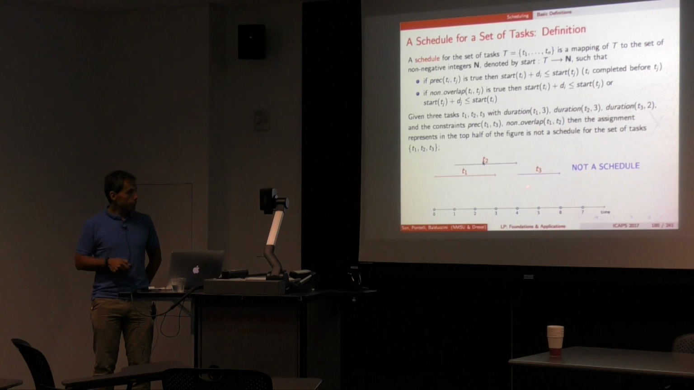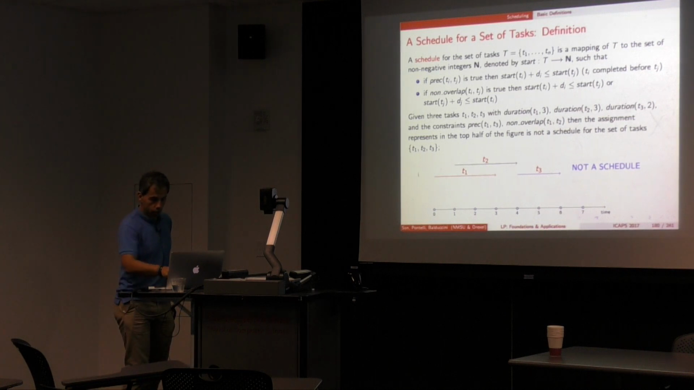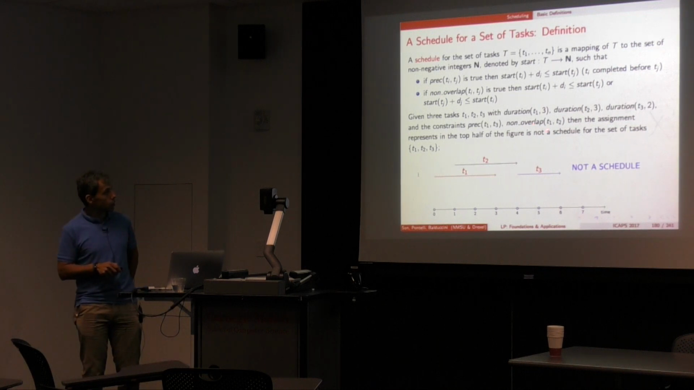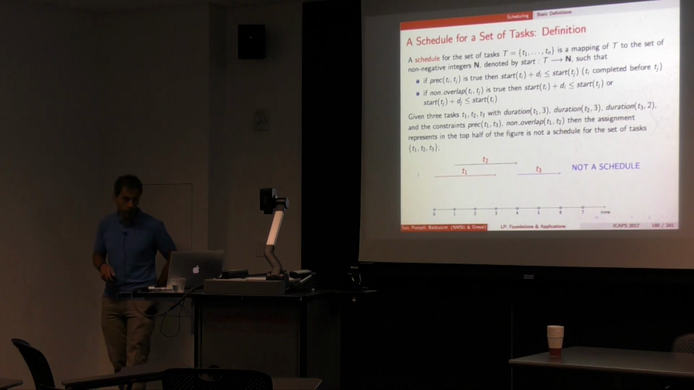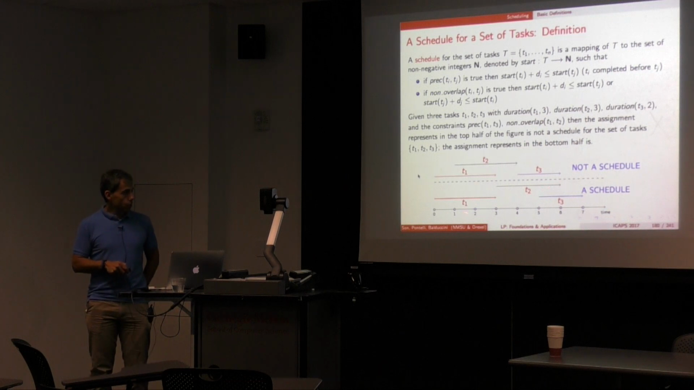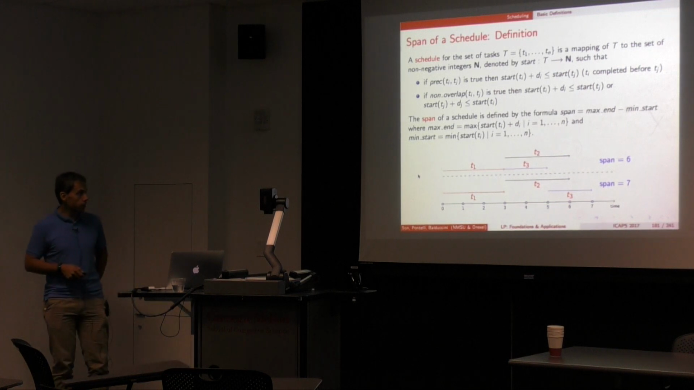So you see here an example of something that is not a schedule, right? It's not a schedule because here we have that T1 must precede T3, that's fine. T1 precedes T3, but we say that T1 must not overlap T2 and vice versa, whereas here we have overlap of T1 and T3. On the other hand, this is a schedule because T1 precedes T3 and T1 and T2 are non-overlapping. Okay? So pretty simple definition.